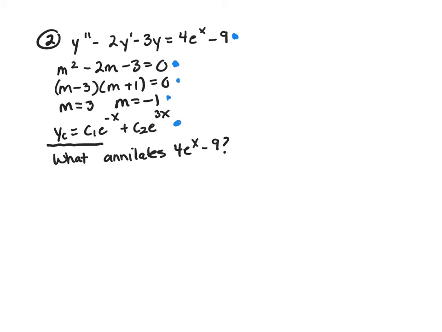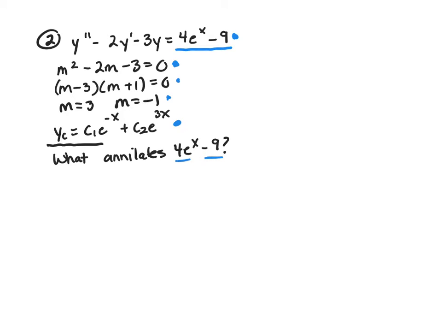My y sub c is c sub 1 e to the negative x plus c sub 2 e to 3x. We now need to find our y sub p. What annihilates a 4 e to the x minus 9? Remember, we have three patterns. And this is pattern 2, this is pattern 1.